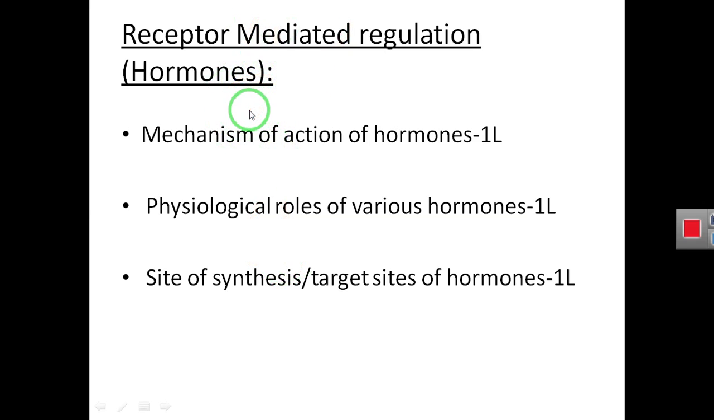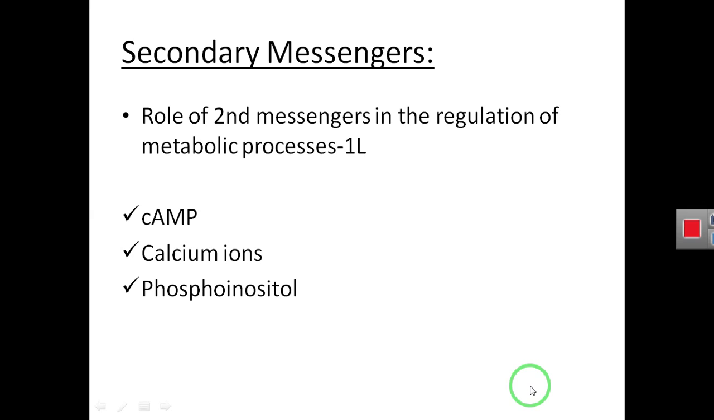In that, we will study receptor mediated regulation of hormones. We will complete this topic in three lectures, and this topic is further divided into three small topics. So topic number one would be the mechanism of action of hormones. We will complete it in one lecture. Then the physiological role of various hormones, I will complete in one lecture, and then we will be studying about the site of synthesis and the target sites of hormones. I will complete that in one lecture.